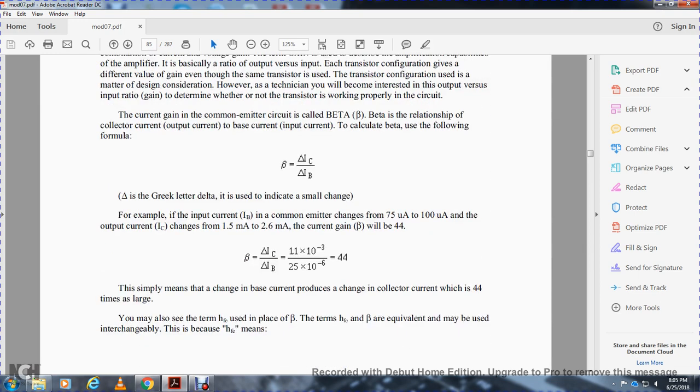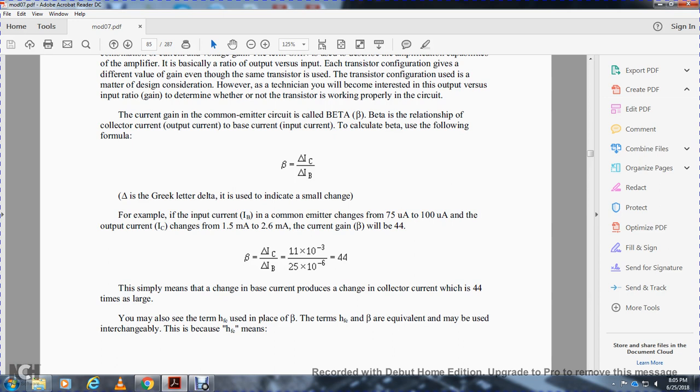For example, if the input current in a common emitter changes from 75 to 120 microamps, and the output current changes from 1.5 milliamps to 2.64 milliamps, the gain is 44. Simply put, the change of the base current produced a change of the collector current 44 times larger.